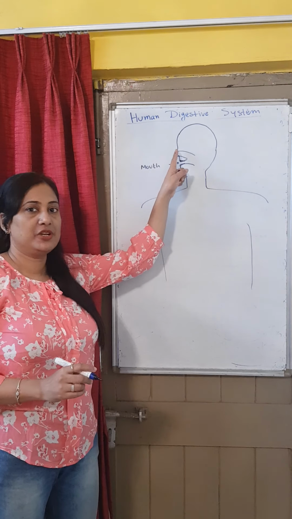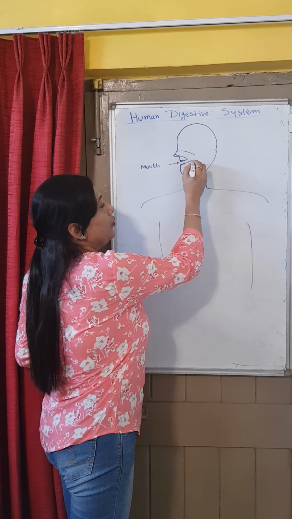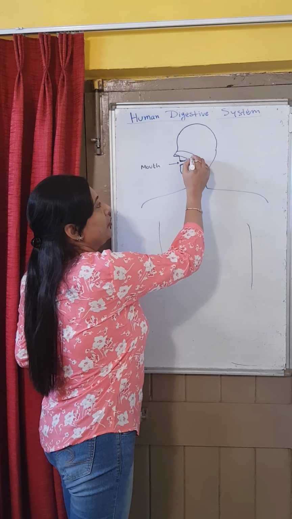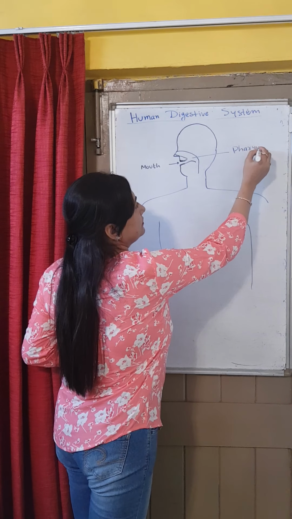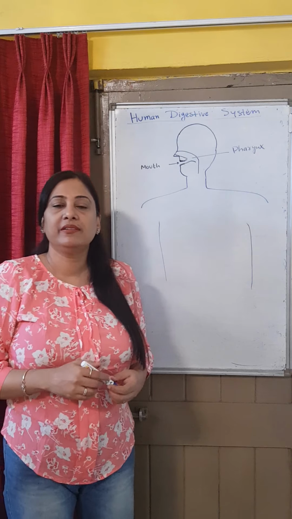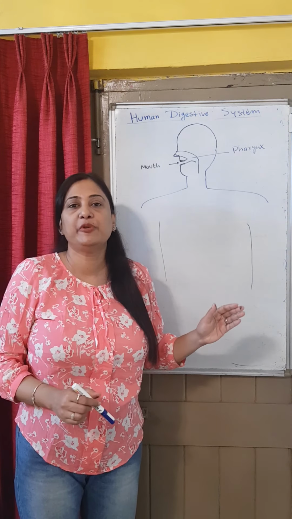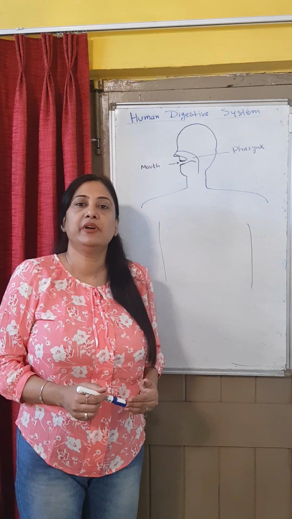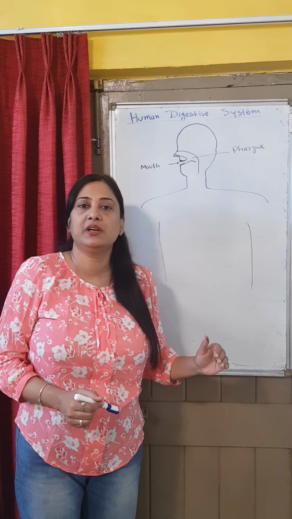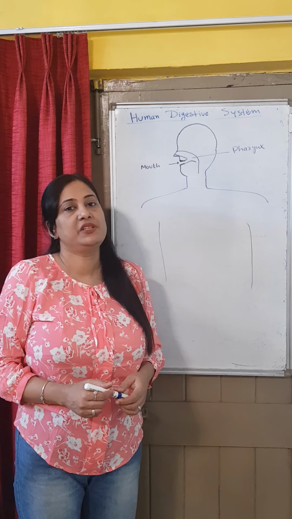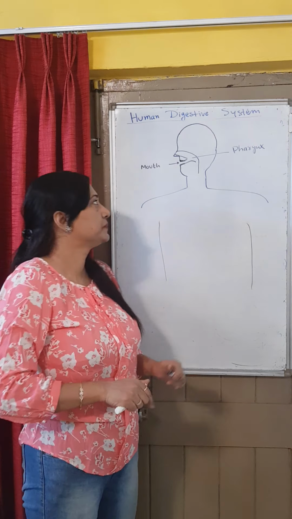Oral cavity and nasal passage together they meet at a Y-shaped structure that is called pharynx. Pharynx is very important because here the food and the air we breathe, they reach simultaneously when we are eating, and from here the food goes to food pipe, that is esophagus, and air goes to windpipe, that is trachea. How that is regulated we will study in respiratory system.